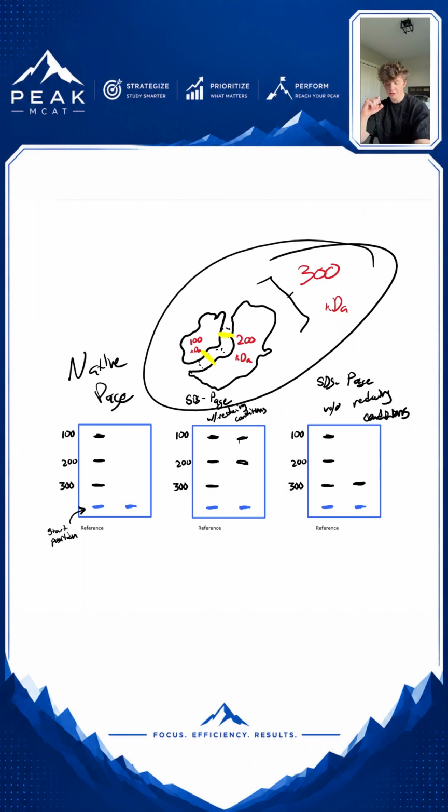So the key here is understanding that in native PAGE, the band on the gel will always represent the protein's total molecular weight. In SDS PAGE with reducing conditions, the protein will always be broken apart into its multiple subunits and migrate as separate bands. In an SDS PAGE without reducing conditions, the protein will only be broken apart into its subunits if they are not connected via disulfide bonds.